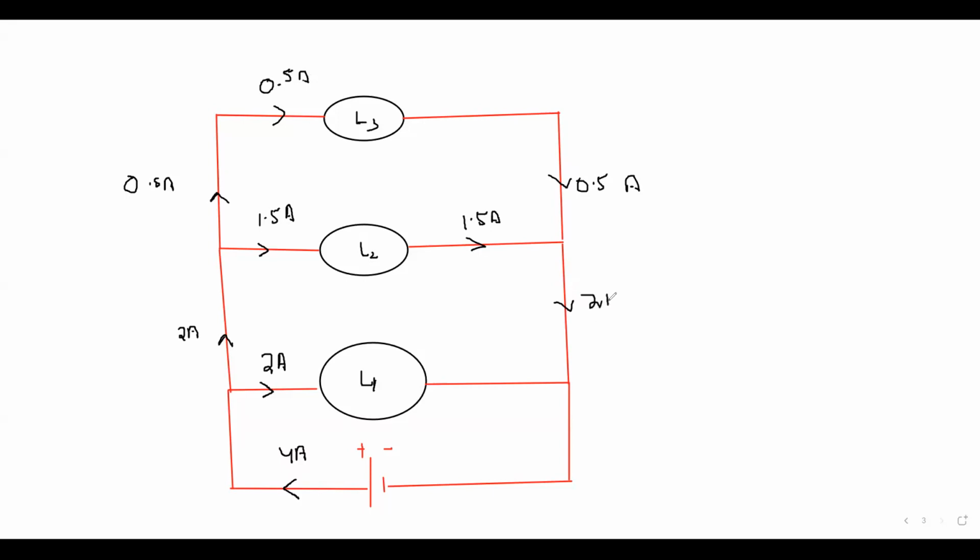It will be 2 from L1, 2 from L2 and L3, and 2 ampere from L1. How much current will move through and return back to the battery? So the same 4 ampere will return back to the battery. So basically the total current entering is always equal to the total current leaving the circuit, but between the branches the current will divide.